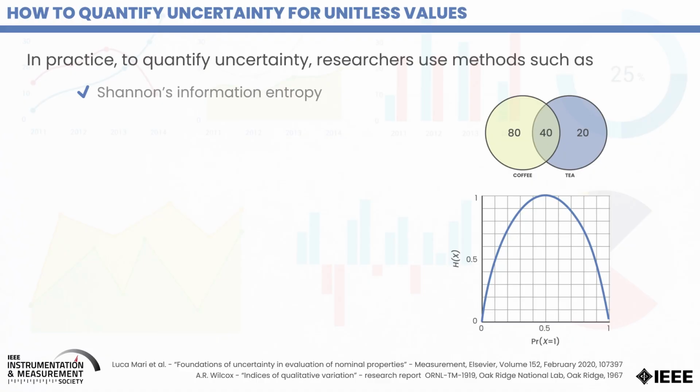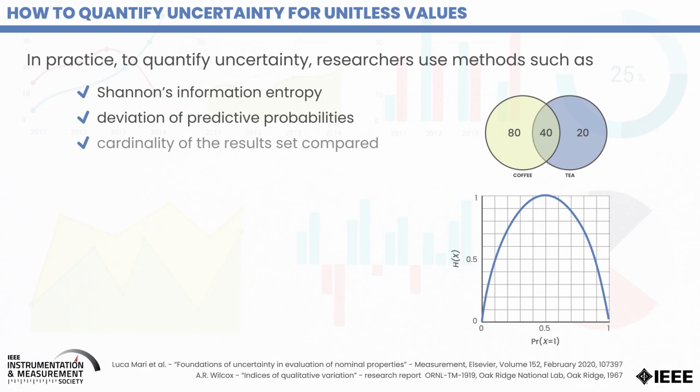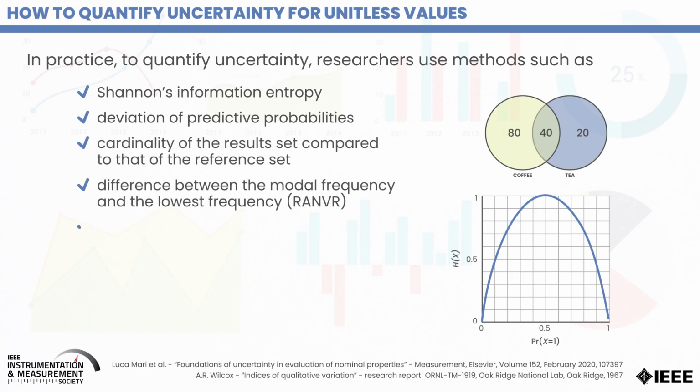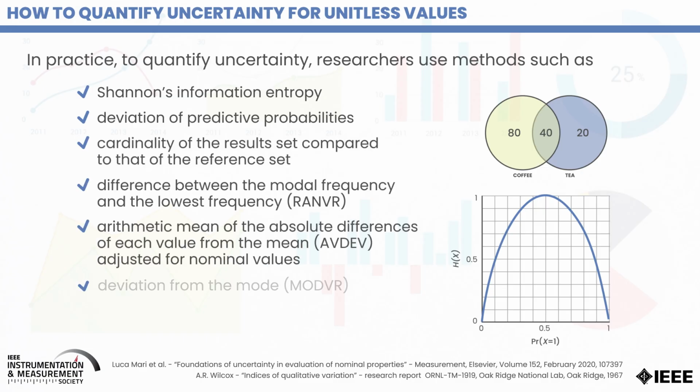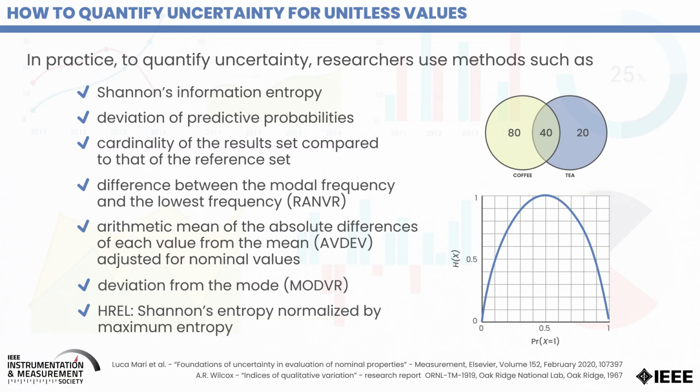In any case, what people have done in practice to get around that problem is use different methods to quantify the uncertainty. So these are not standard methods, but they are existing methods. For example, Shannon's information entropy, deviation of predicted probabilities, cardinality of the results set compared to that of the reference set, and some other methods. You can read them in these papers and more.